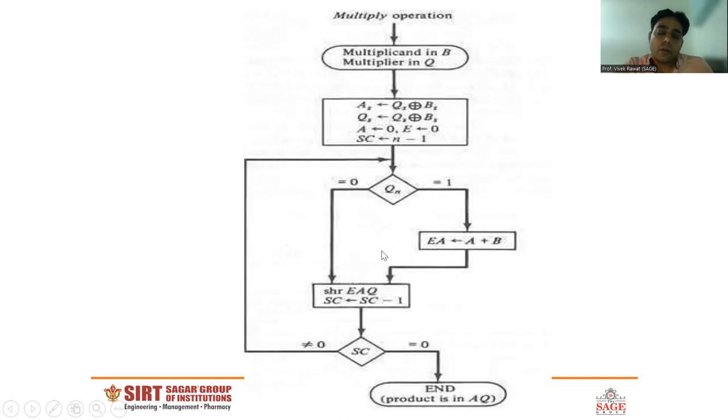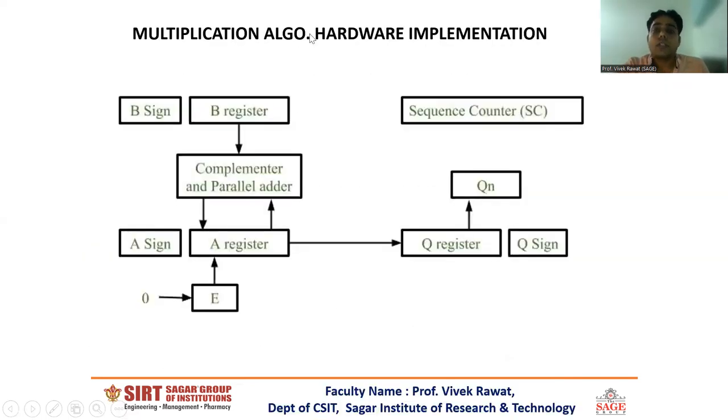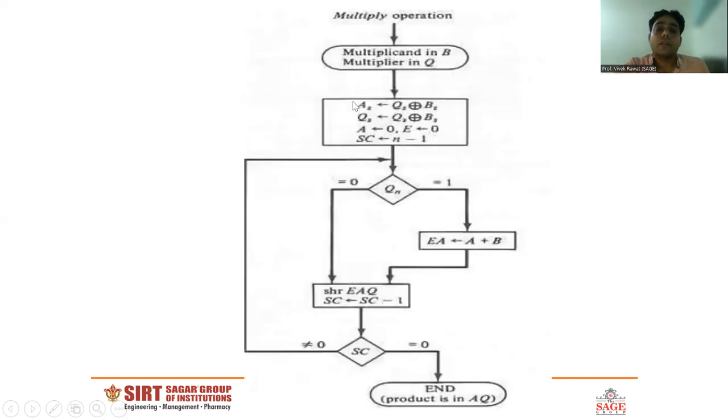This is a very important topic for GATE preparation, and also a very important question for RGPV exam preparation. So what is the question for RGPV paper? The question is: explain the multiplication algorithm with its hardware implementation and flowchart. Or: explain the multiplication algorithm with the flowchart of the algorithm. By the use of this algorithm, we need to calculate some numerical problem.